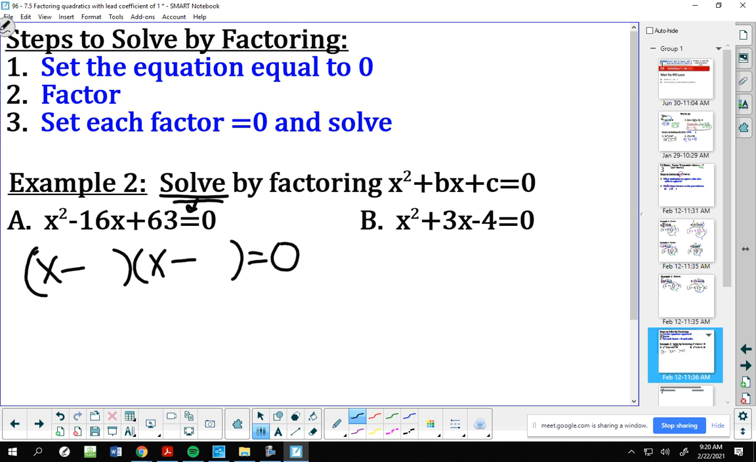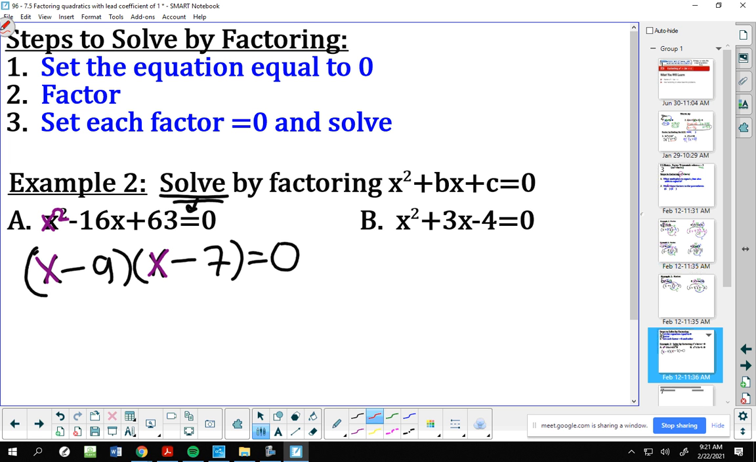So, what two numbers multiply to 63? 9 and 7. Do those add to 16? Yes, negative 9 and negative 7 will add to negative 16. And negative 9 times negative 7 multiplies to positive 63. So again, just check: first times first is x squared, right? Last times last, negative 9 times negative 7 is positive 63. And check outer inner. Negative 7x minus 9x is negative 16x, so we're good.